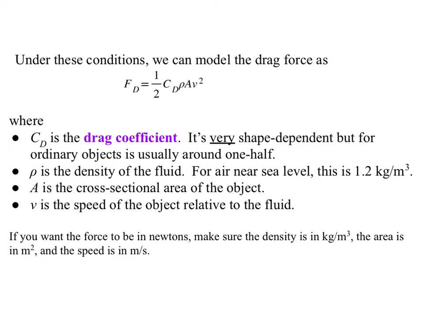Practical note as a student: if you want the force to be in newtons, then you have to make sure the density is in kilograms per meter cubed, that the area is in meters squared, and the speed is in meters per second. In other words, these need to be in base SI units if you want this to come out to be newtons. So be aware of that, because often problems will have one or more of those specified in alternate units.